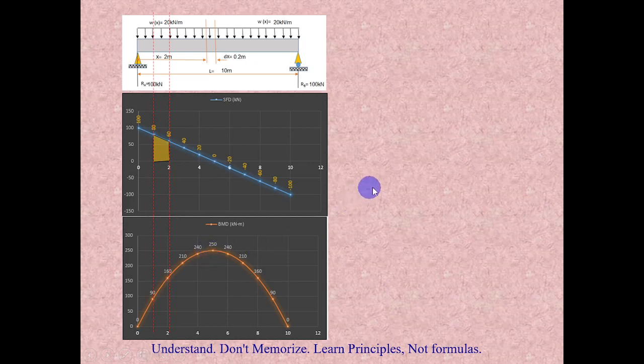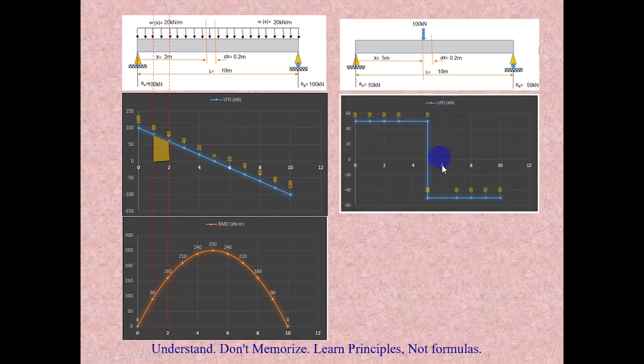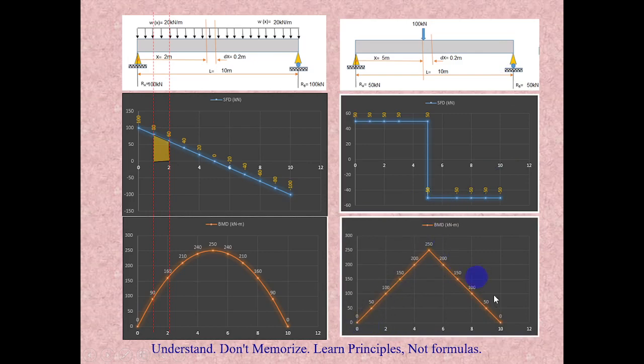Now let's consider another case where the same beam is subject to one point load at mid span, 5 meter. The reaction would be 50 kilonewton, and the shear force diagram will be like this: 50, and there is no load between this point and this point, so it will be constant. Again, the 50 minus 100 will go to minus 50, which will again be constant, and when it reaches here, this 50 will take it to 0. In the same way, if you draw the bending moment diagram, it will be like this.